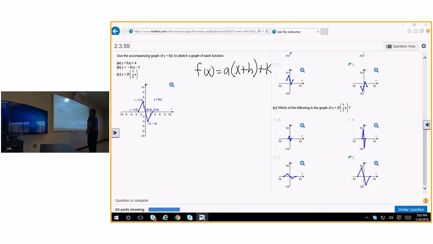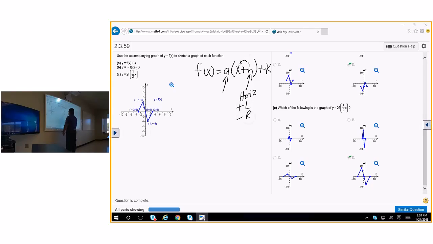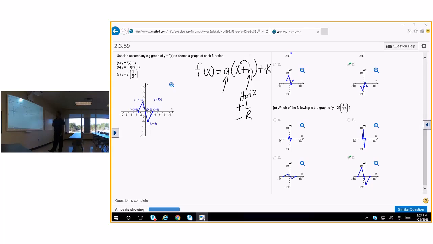Okay? This a, and I go through this in the videos, this a is orientation. This h is horizontal shift. Now, for it to be the horizontal shift, it has to be attached to x in some way, form, or fashion with a plus or a minus. When it's plus, it goes to the left. When it's negative, it goes to the right. This is the only time you're going to see this happen in mathematics. k is your vertical shift.